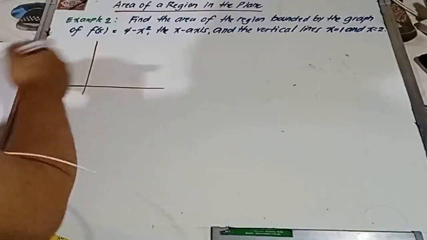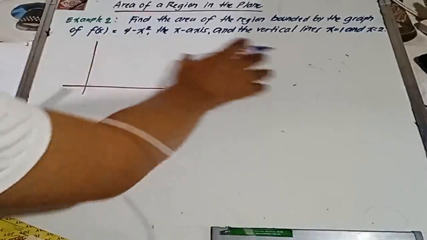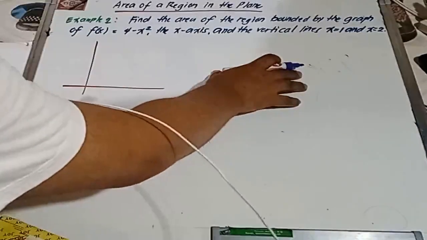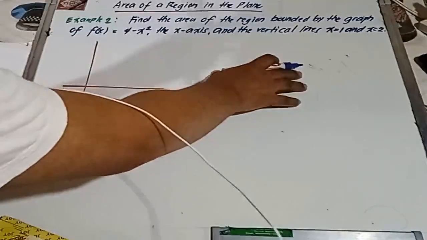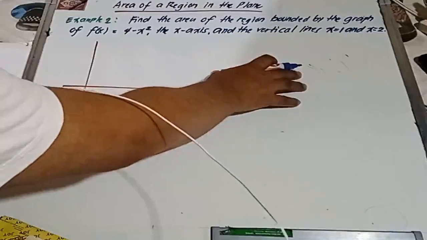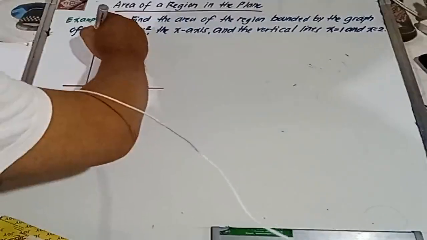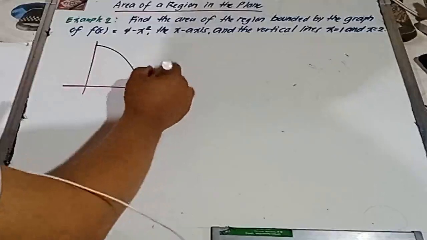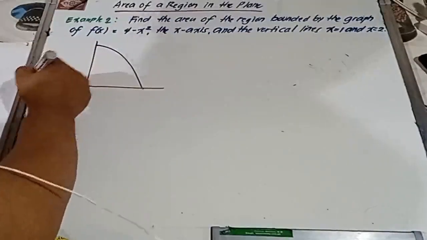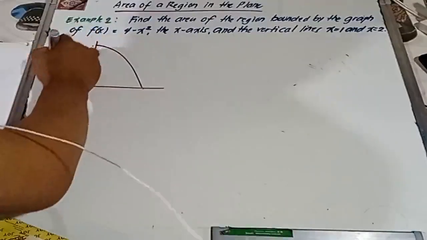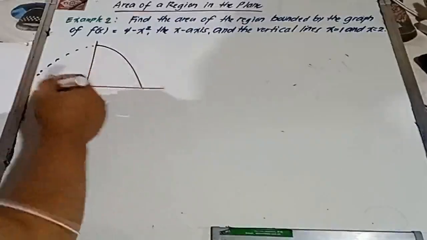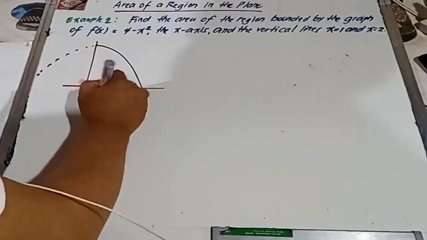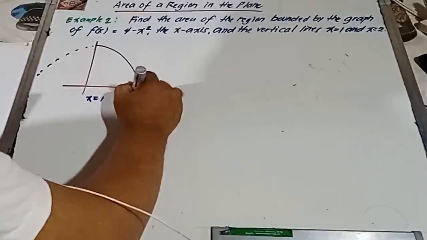So hindi ko nakukuha yung other half of the parabola kasi yung pinapakuha na boundaries is interval ng x natin is 1 and 2. So kailangan lang natin itong kabila. So let's say this is x equals 1 and this is x equals 2.